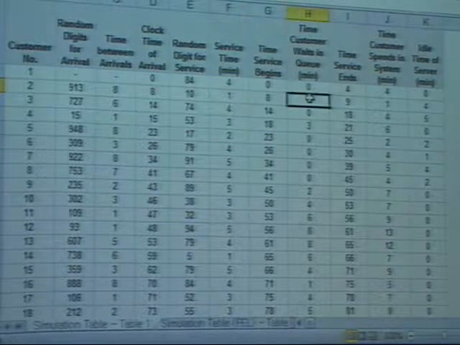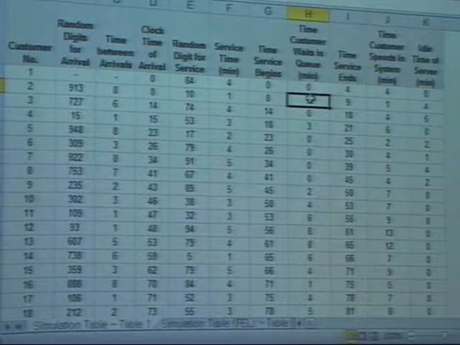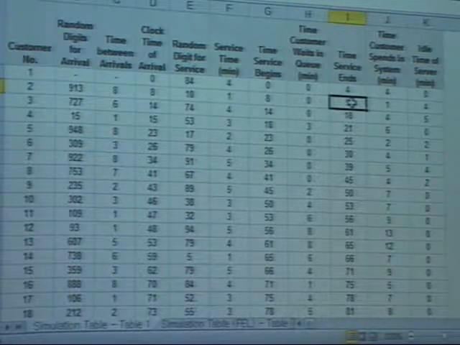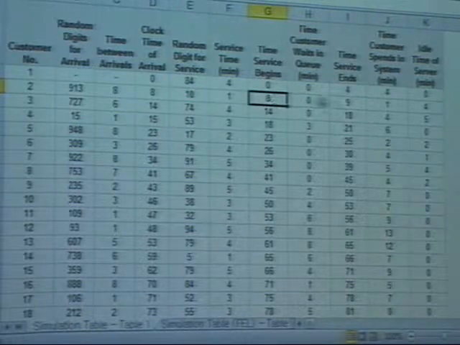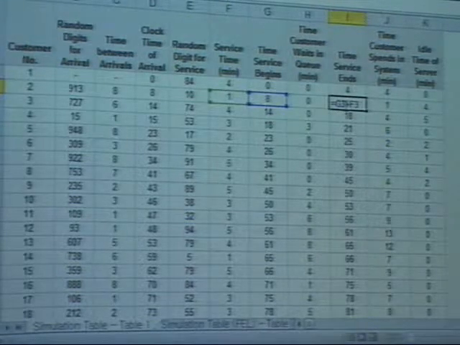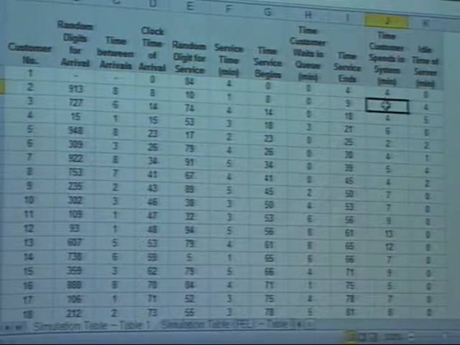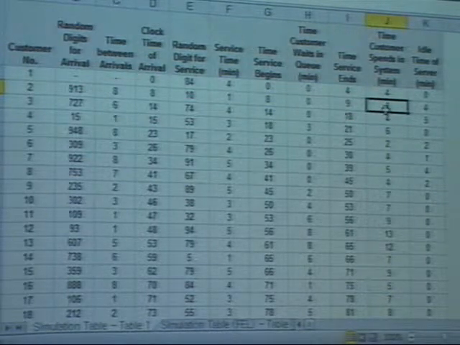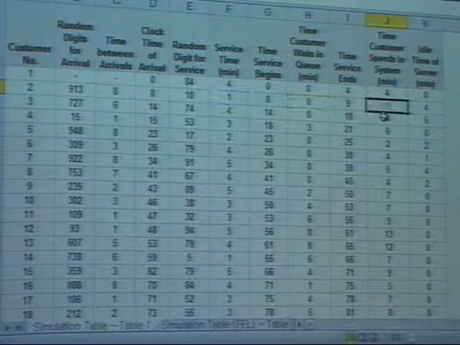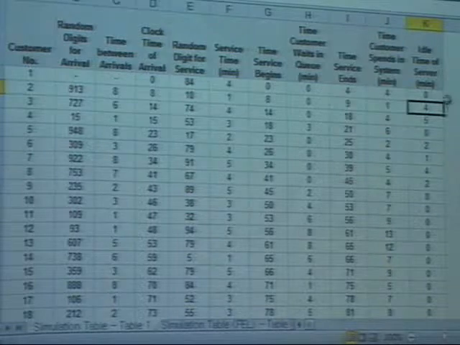Okay? And since there is no customer waiting in front of him, he doesn't have to wait in the queue. So 0 time wait. And 8 plus 1 is 9, right? Service begin plus service time. So it ends at time 9. And this one is waiting time plus service time. So this customer number 2 spends only 1 minute inside of this system, and it is explained before.